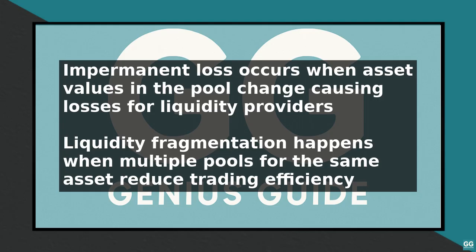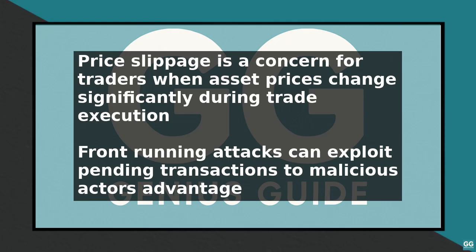This occurs when there are multiple pools for the same asset, resulting in fragmented liquidity and reduced trading efficiency. To address this issue, users can use aggregators or routers that can split trades across multiple pools, ensuring the best possible price. Price slippage is also a significant concern for traders on Uniswap v2.